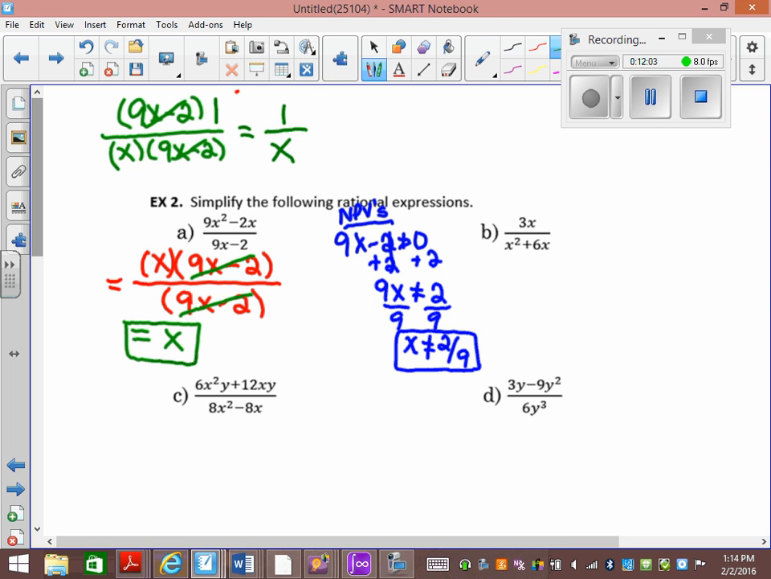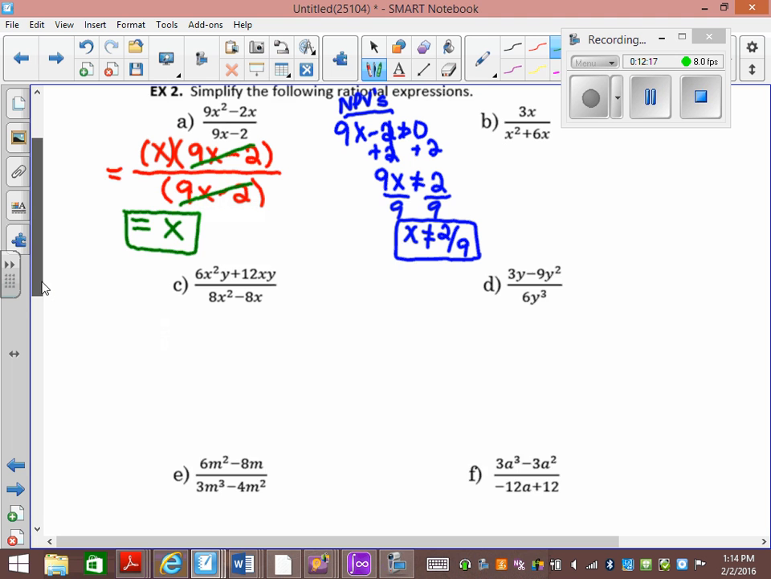Because 1 over x is much smaller than just x, right? So if it's just a 1 in the denominator, I don't have to write it. But if there's a 1 in the numerator, I have to. It's not just x. Okay? So make sure you do that. Let's look at B.